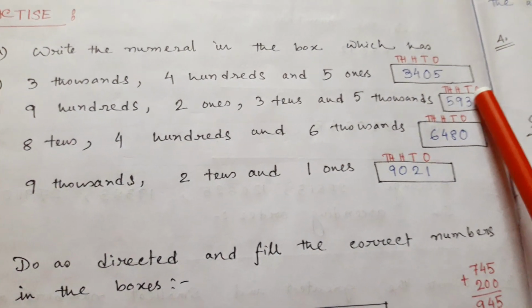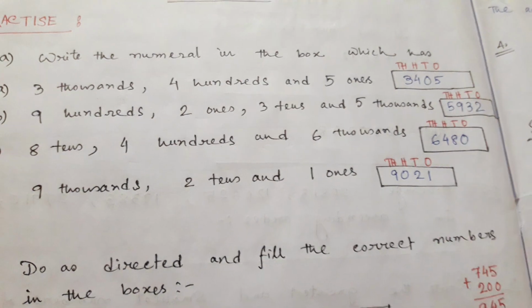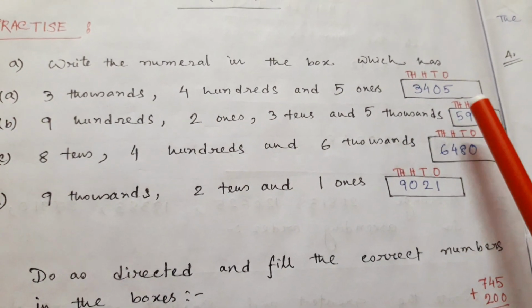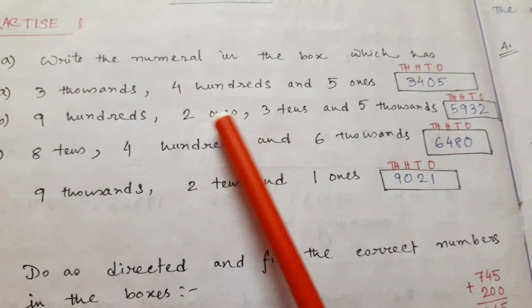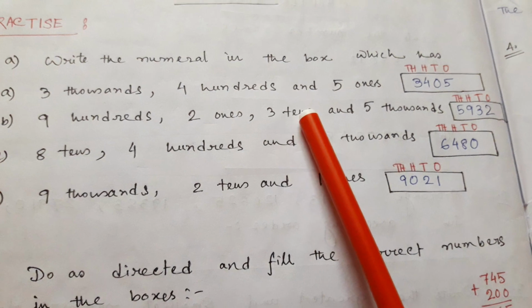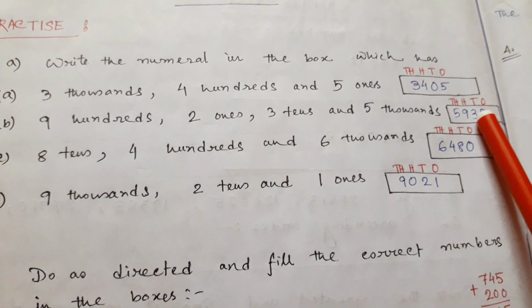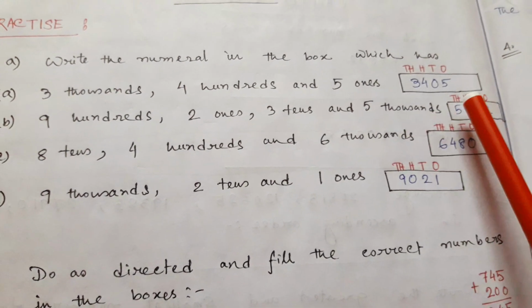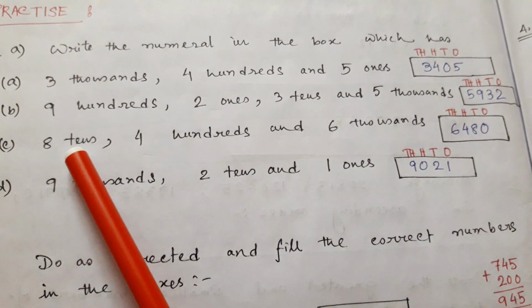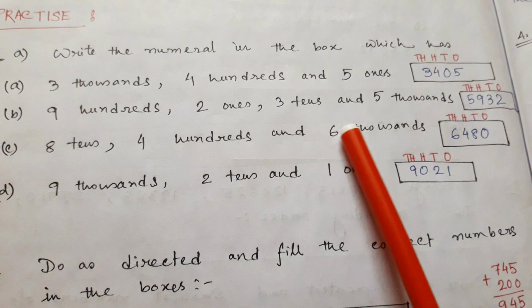Okay, next one: 900s, 2 ones, 3 tens and 5 thousands. Again we will just write the places: ones, tens, hundreds and thousands. So 900, so in the hundreds place we will put 9. 2 ones, so in the ones place we will put 2. 3 tens, so in the tens place we will put 3, and 5 thousands, so in the thousands place we will put 5.